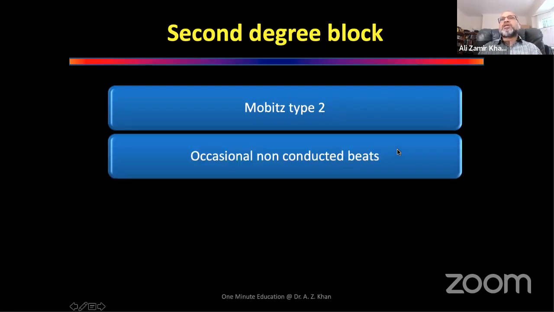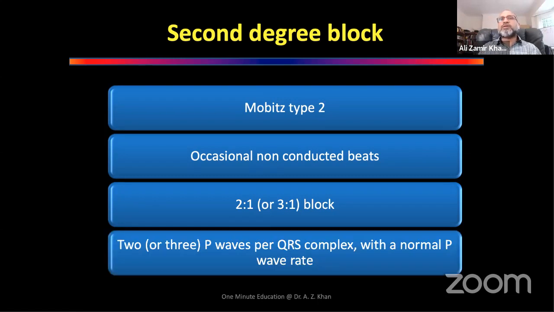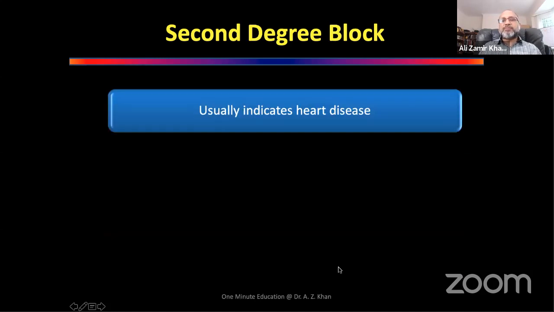So occasionally there's a non-conducted beat. And the block could be 2:1 or 3:1, depending on whether two PRs are followed by a non-QRS, or three. So there may be two or three P waves per QRS complex, but with a normal P wave rate. So that's called Mobitz type 2.